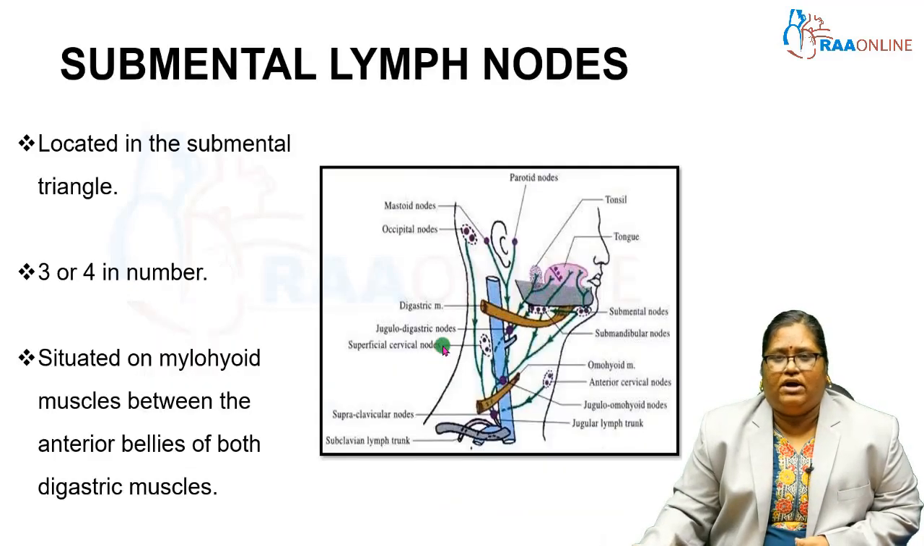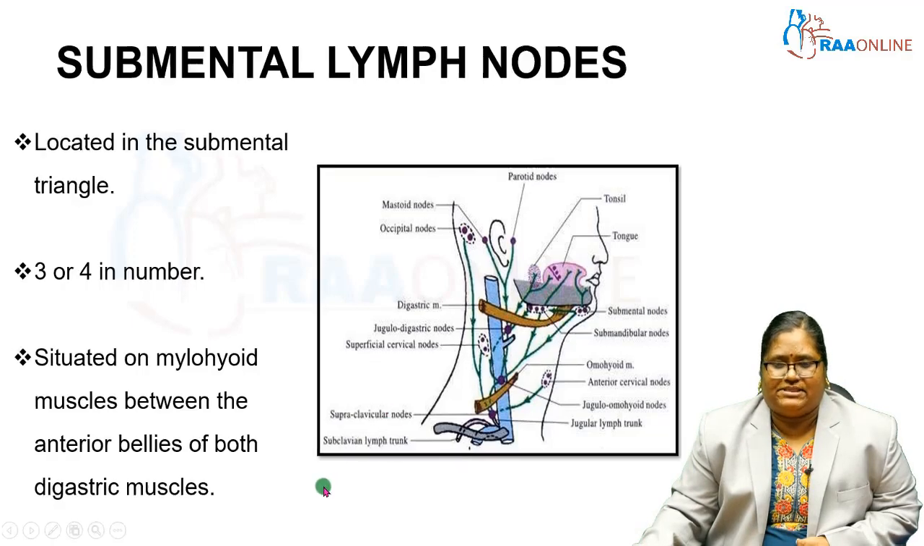Now we'll see what are the lymph nodes that form the outer circle, where these lymph nodes are located, and what is the importance of them. First, we are going to see about the submental lymph nodes. As the name dictates, they are located in the submental triangle. They are about 3 to 4 in number, and exactly situated on the mylohyoid muscle between the anterior belly of both digastric muscles.